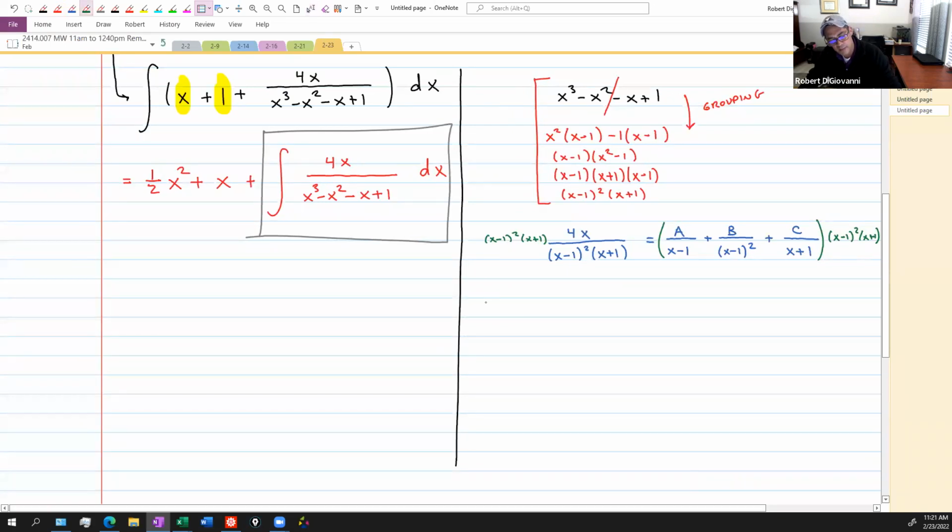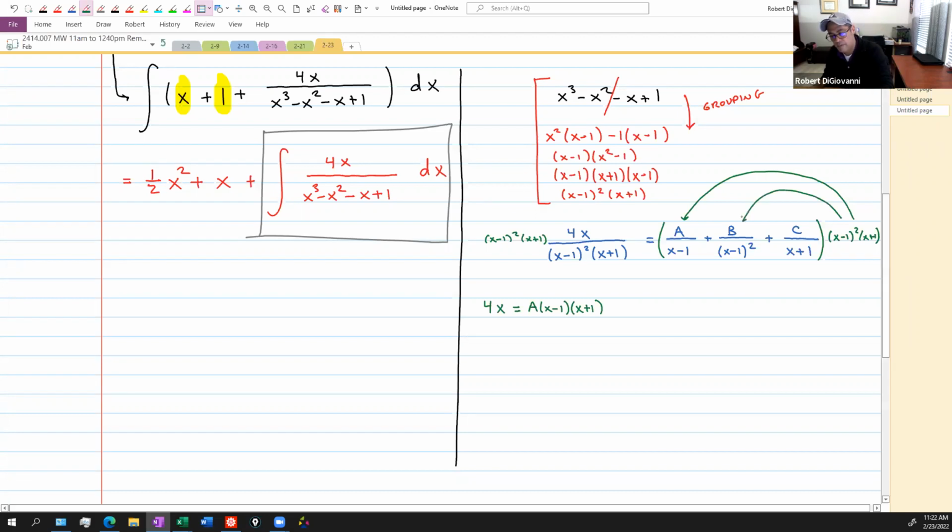On the left side, I'm left with 4x. And on the right side, we just have to be careful here. When we multiply this to this, one of the x minus 1's cancels, one of them, because I have an x minus 1 on the bottom, and I have 2 factors of x minus 1. So one of them cancels, but I still will have the A. I'll still have one of the factors of x minus 1, and I'll still have the x plus 1. Any questions on that? It's just algebra. We're good.